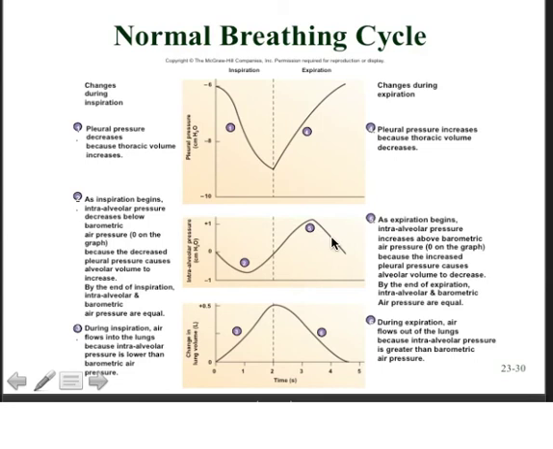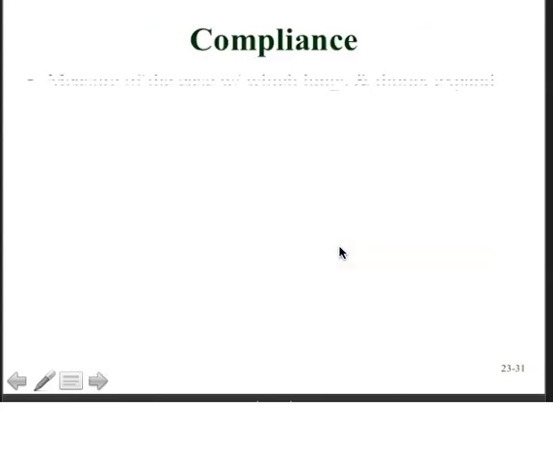By the time we're done, all the air is exited, and then we repeat the entire process after the barometric pressures equalize once again, okay? So, fairly straightforward concept, okay? The change in the volume and the change in the pressure, again, inversely related.